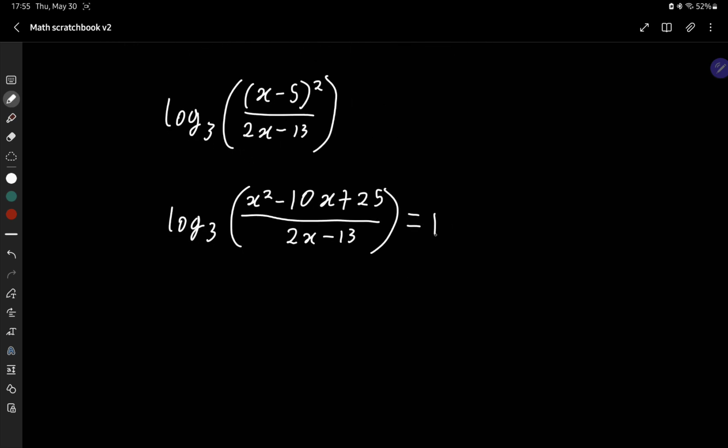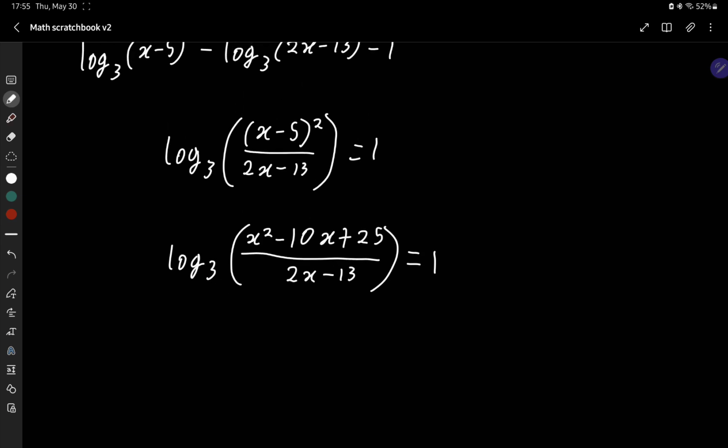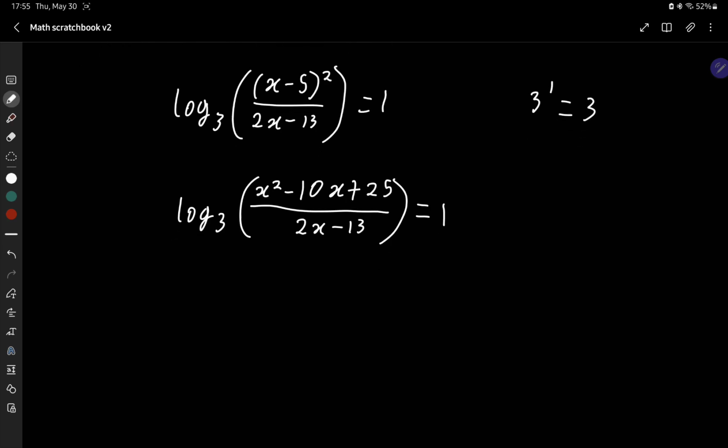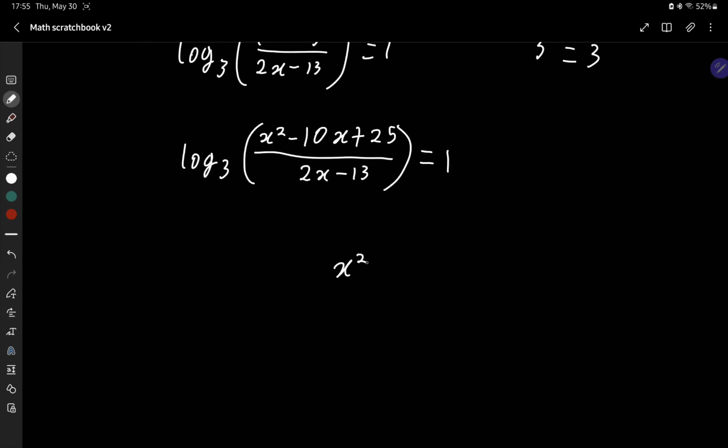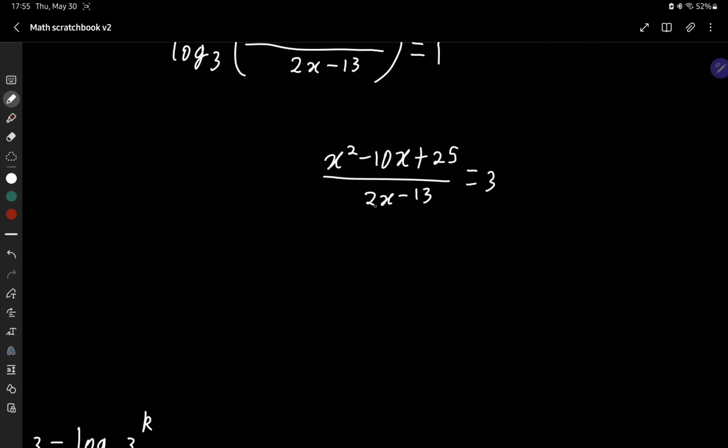And then we want to take the logarithm out, so we just move it to 3 to the power of 1, which is just equal to 3. So you end up getting x squared minus 10x plus 25 over 2x minus 13 equals 3. And then shift the denominator out. x squared minus 10x plus 25 equals 6x minus 39.